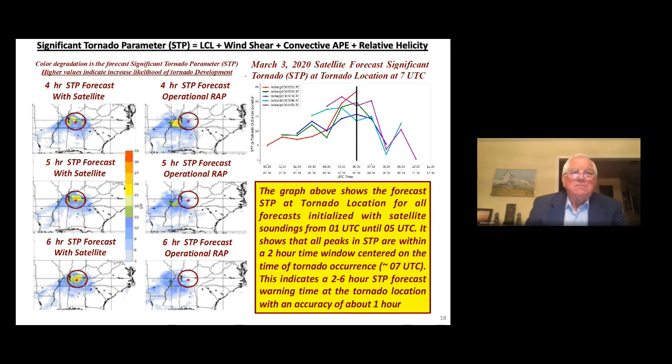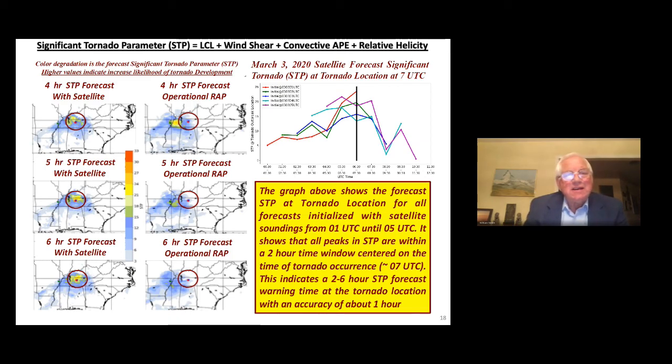We've demonstrated through looking at stability, in this case, what's called the significant tornado parameter, which is generated from the wind field and the temperature field and the moisture field that you forecast with the model. We can predict then this significant tornado parameter, which tells you where severe thunderstorms and tornadoes will occur. And so these color diagrams over here are just showing this significant tornado parameter.